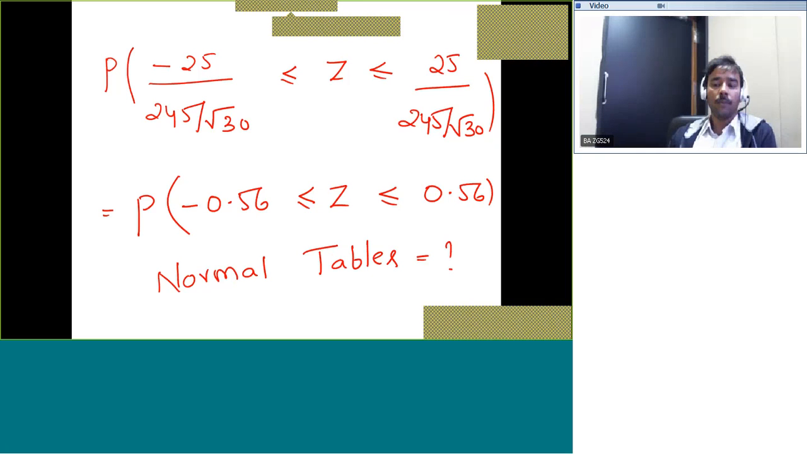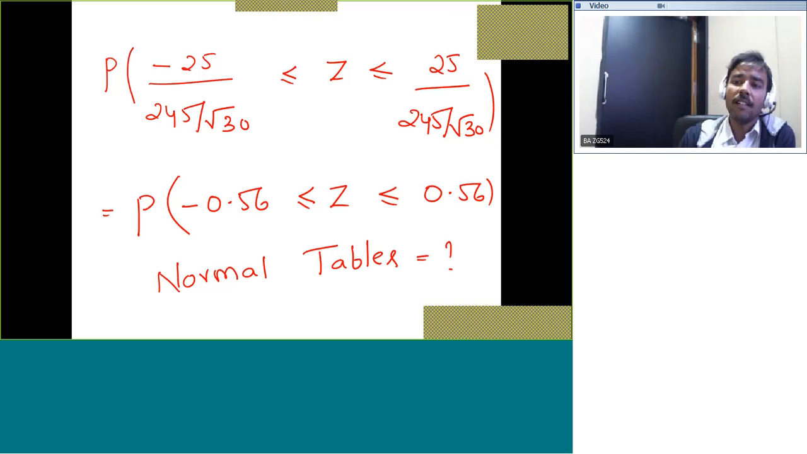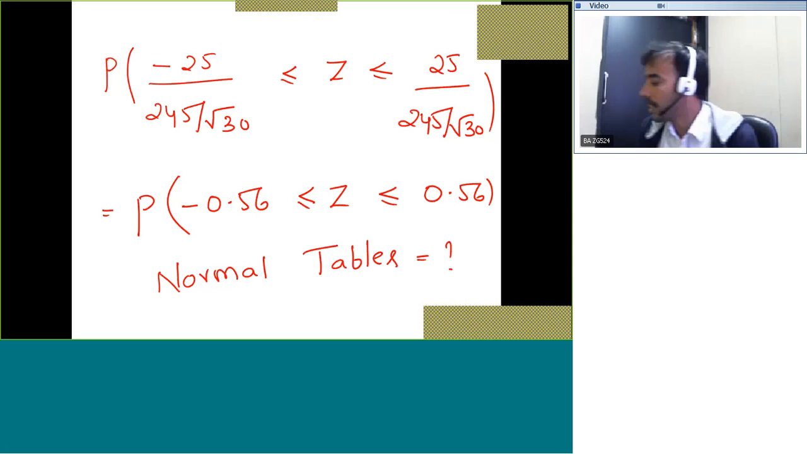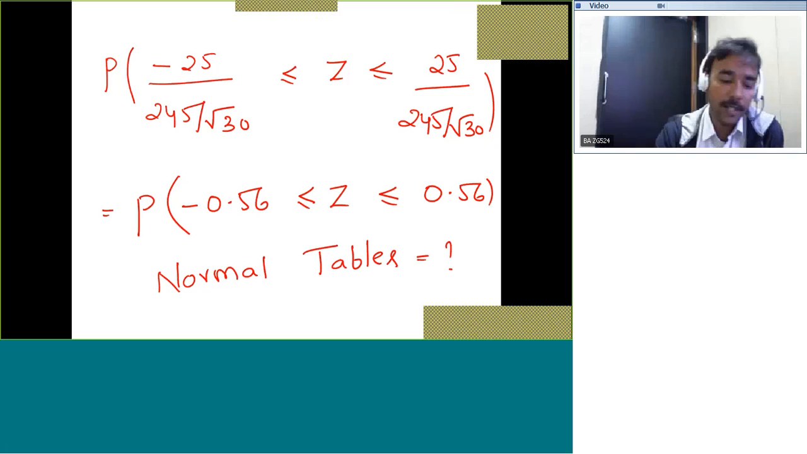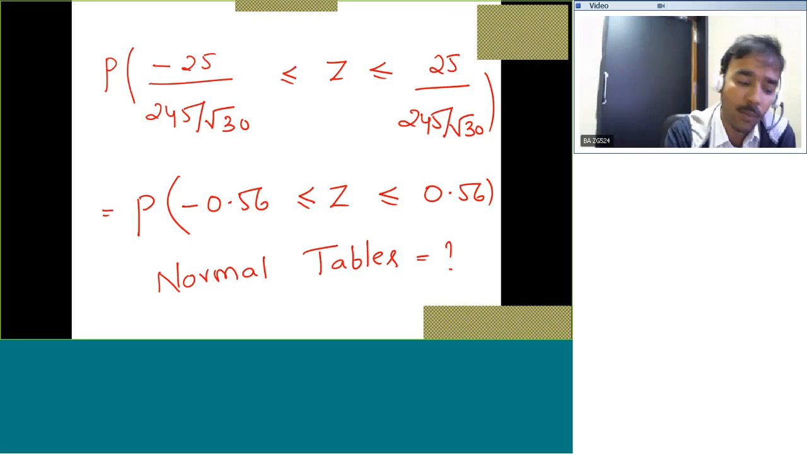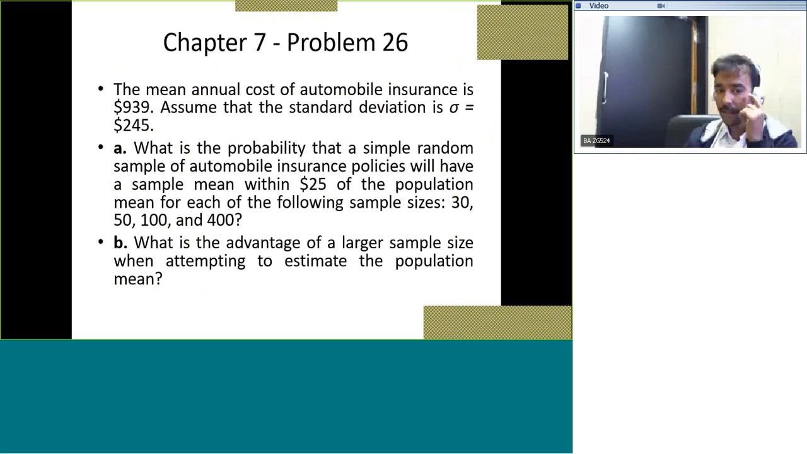Now, I'll ask you a small question here. Why suddenly did this normal distribution come into the picture? Can you please tell me why we did so much of normal distribution here? Yes, very good. Because of the central limit theorem.